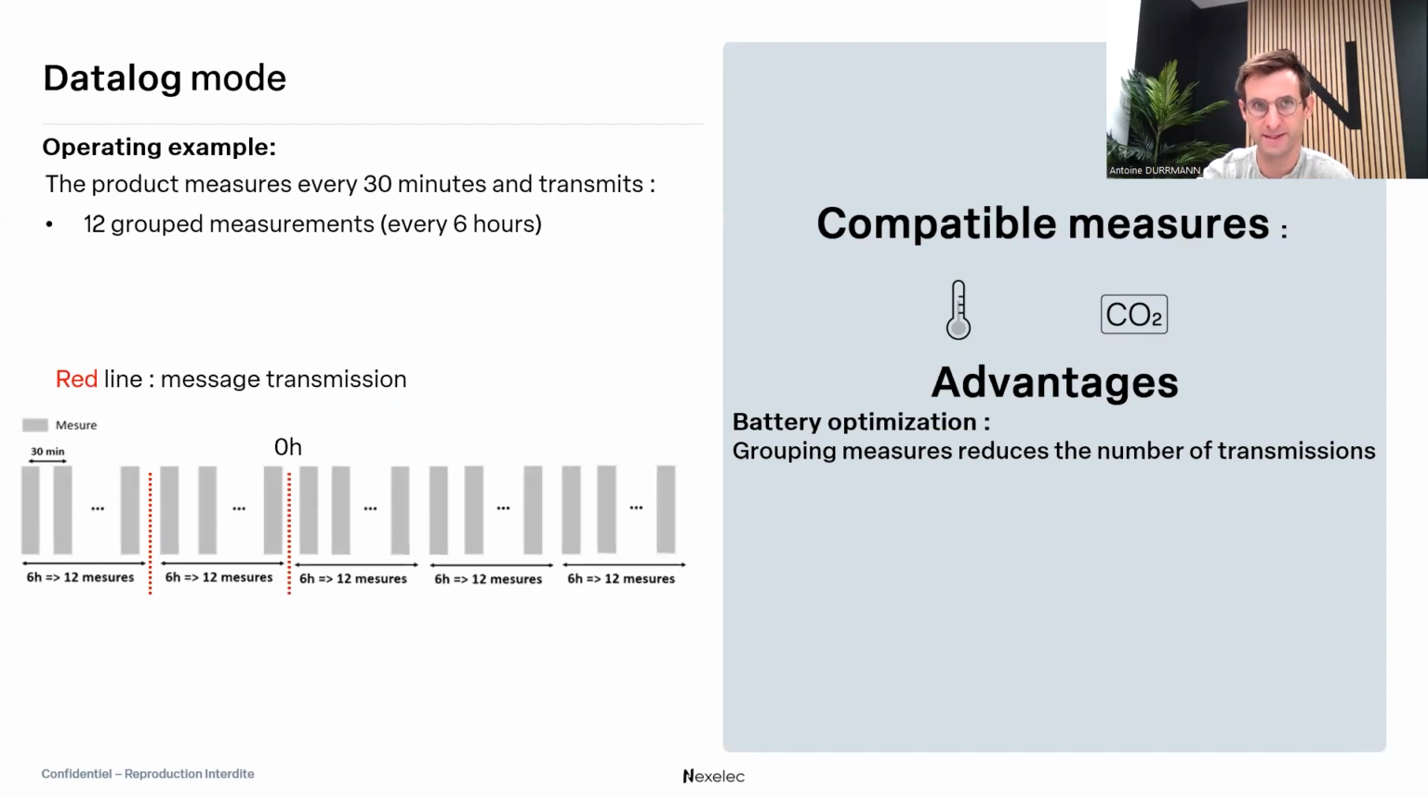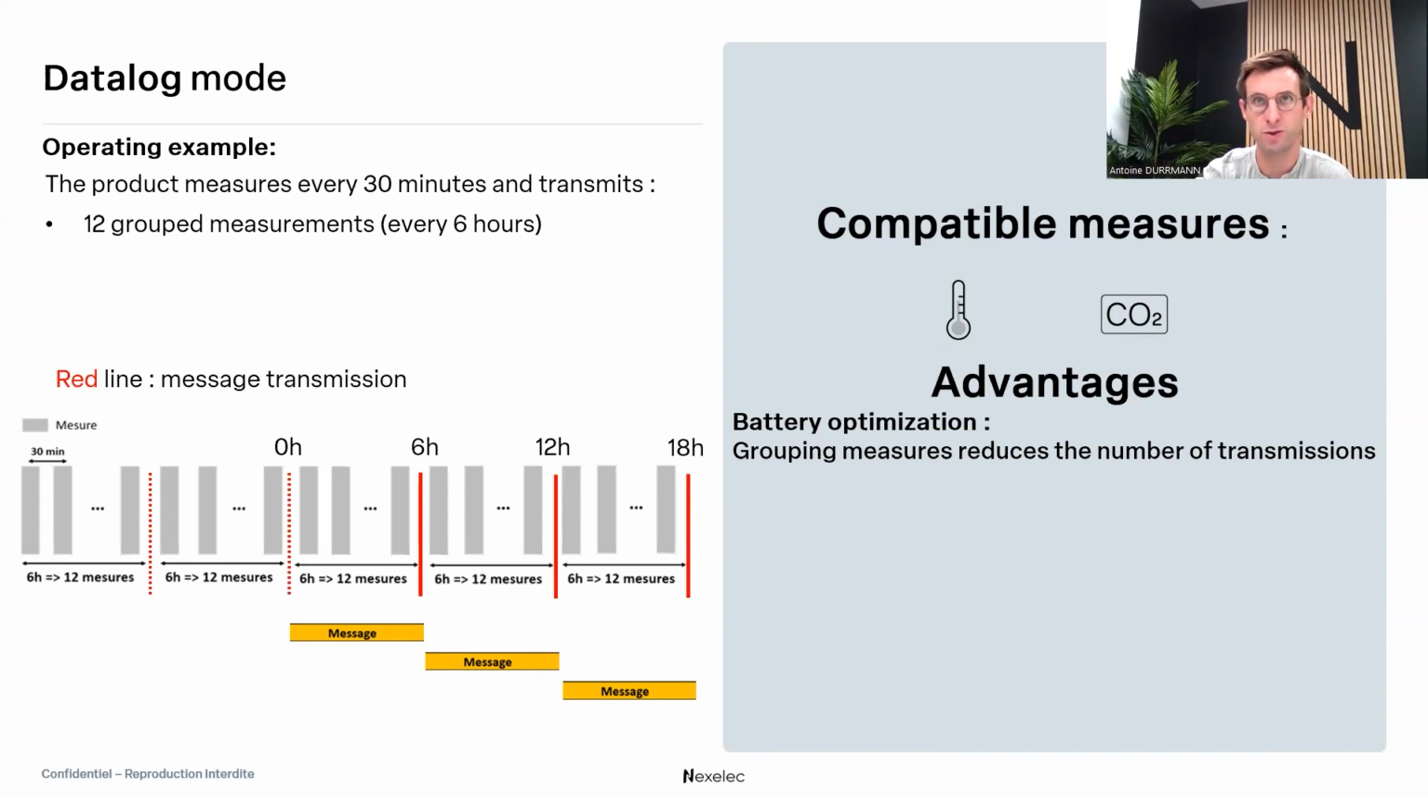Between midnight and 6 a.m., the product measures the temperature every 30 minutes and sends all 12 measurements in a single message transmitted at 6 a.m. In the same way, the product transmits at midday the measurements taken between 6 a.m. and midday, and transmits at 6 p.m. the measurements taken between midday and 6 p.m.